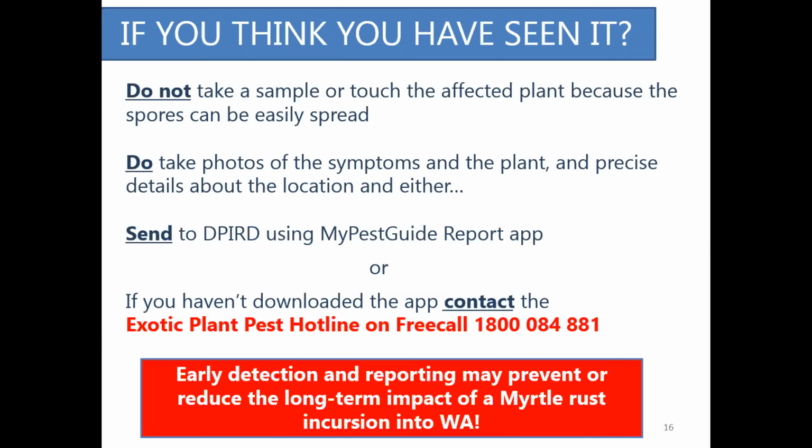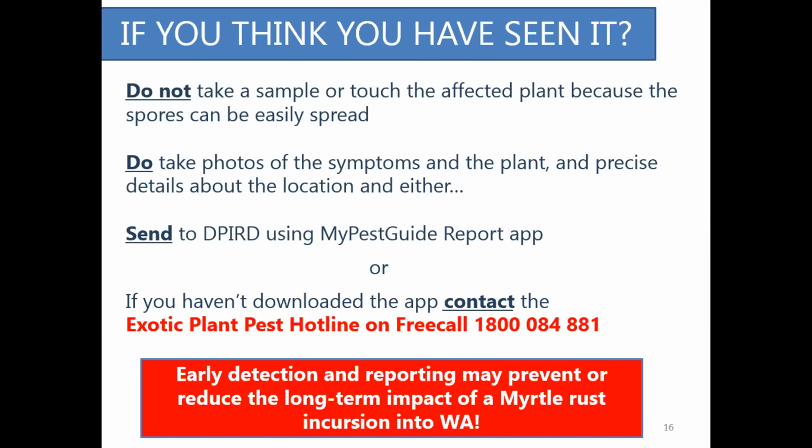So just to wrap it up, what do we need to do if we think that we have seen Myrtle Rust somewhere? And we get calls and scares on a regular basis, especially from now on, early in spring, from members of the public that ring our department and think, I think I've seen Myrtle Rust somewhere. So the first thing to do is to not touch the sample, because as we saw before, the spores can be easily dislodged and they can be blown away, or they can stick to your clothes.